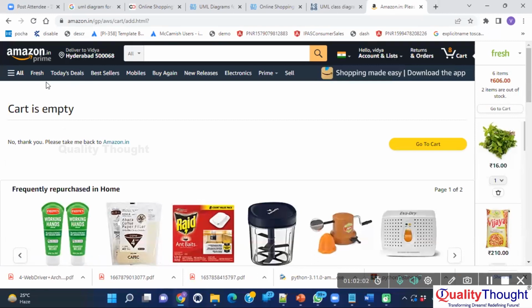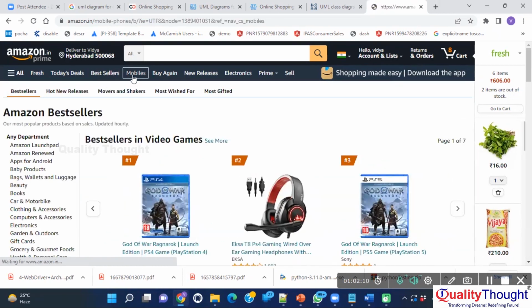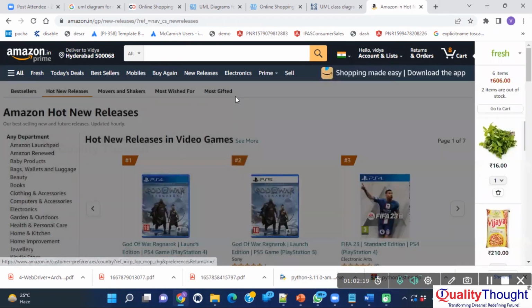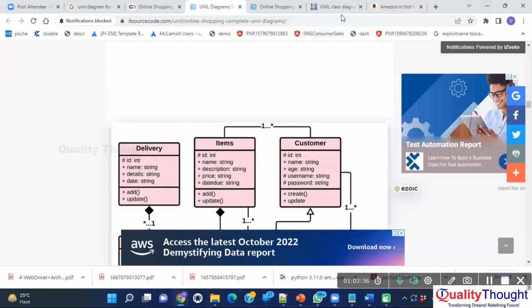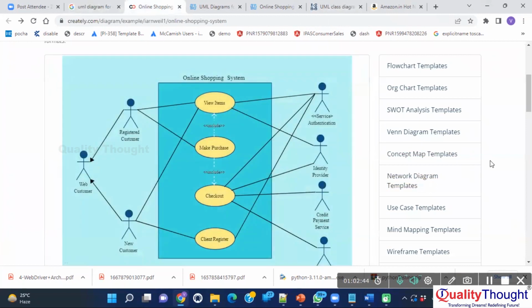So this is my Amazon site. Fresh is one module, today's deals is one module, bestseller is one module, mobiles is one module, new releases is one, like this. One thing you need to understand is there should be integration across them. Once you make a purchase, that item should be removed from the stock and sent to the customer. Yes or no? You have to remove that item from your warehouse and send it to the customer. That means there should be some integration between the warehouse and the orders you are taking. Initially in the warehouse, I have 10 items. The customer has purchased 2 items. How many are remaining? 8 are remaining, right? That sync should happen between orders and customer, right? Yes or no?